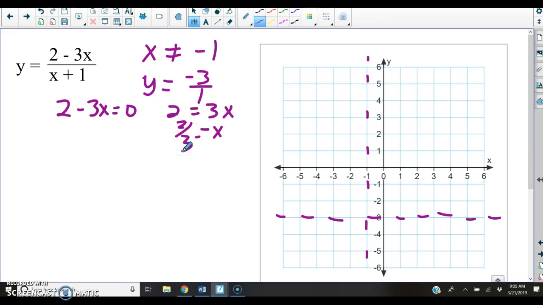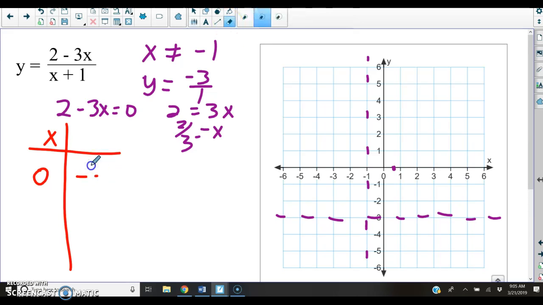Okay, so when x is 2/3, y is 0. And then I'm going to try to find some points. I'm switching colors so I can see this better. Okay, if I put 0 in for x, I'm going to get -3 over 2/1, or 2, so I got 0, 2.